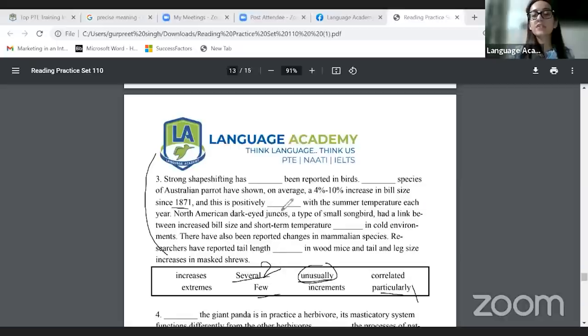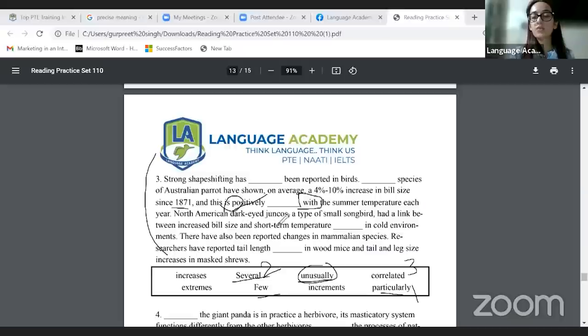And this is positively dashed with the summer temperature each year. So we can eliminate the ly words. "With" comes with the third form of verb. This is dash and the word should be matching with. There's no choice that we have. The only option with past is correlated. This is correlated with the summer temperature each year.